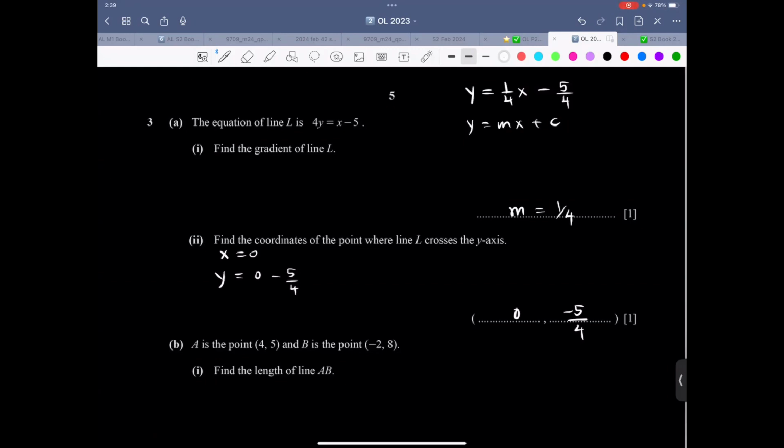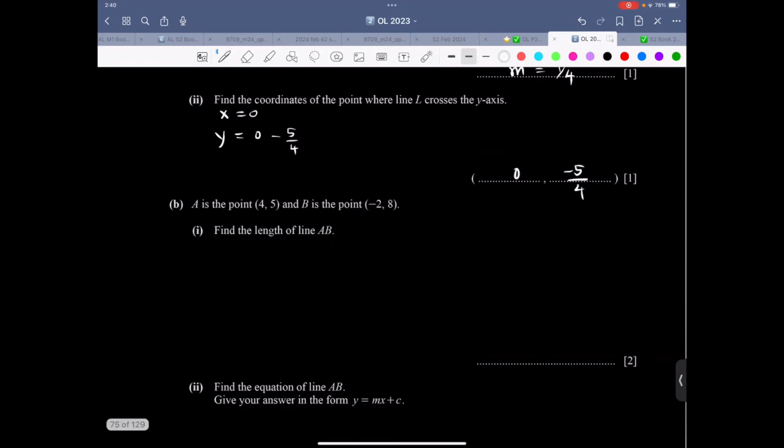Now, what else is there? It says A is the point, B is the point. Find the length of the line segment AB. They should have written line AB means line segment AB. It's part of a line. So therefore, A is (4, 5). B is (-2, 8).